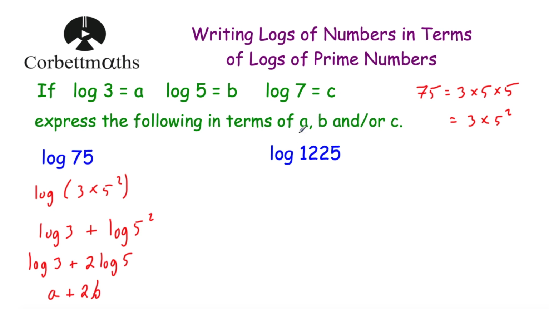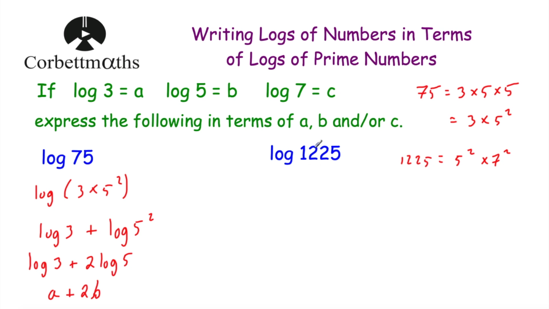So our next one is the log of 1,225. And again, we need to express that in terms of A, B, and or C. Okay, so 1,225, I'm going to write that as a product of primes. So I'm actually just going to use my calculator for that. So I'm going to type in 1,225 and press equals, and then go and select product of primes. And that's equal to 5 squared multiplied by 7 squared. And that's fantastic because we've got the 5, we've got the 7, so that's great.